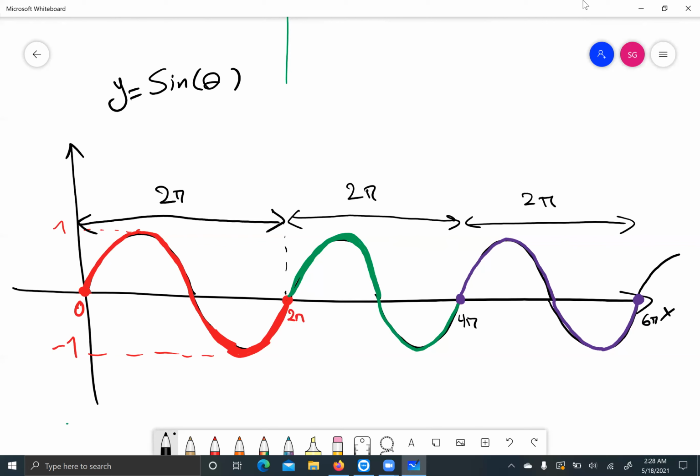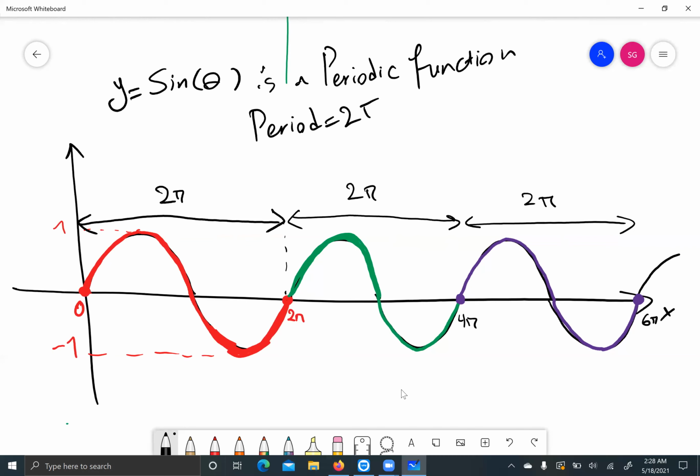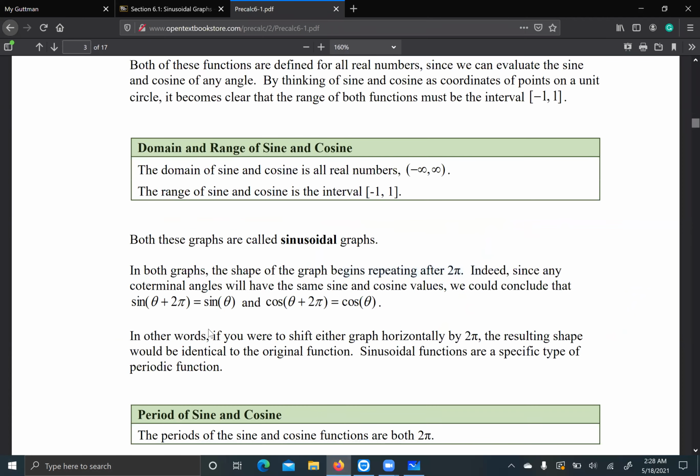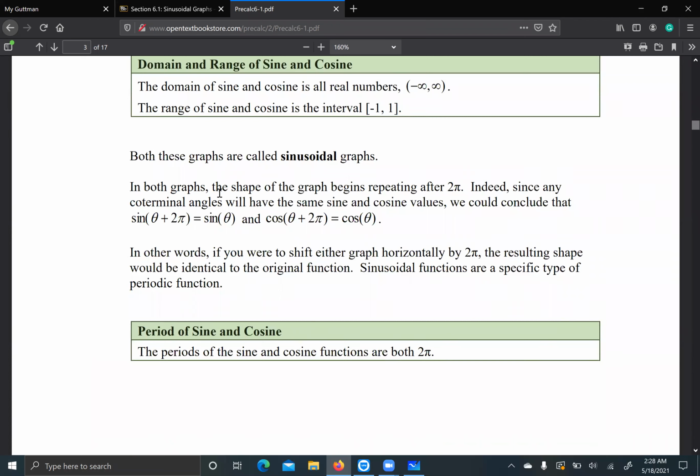And then after that, it repeats the same rotation. It gives us the same shape over each 2 pi. So that's why we say that this is a periodic function. So sine is a periodic function. What is the period? The period is 2 pi, because the graph gets repeated after each 2 pi. And the same thing happens for cosine.